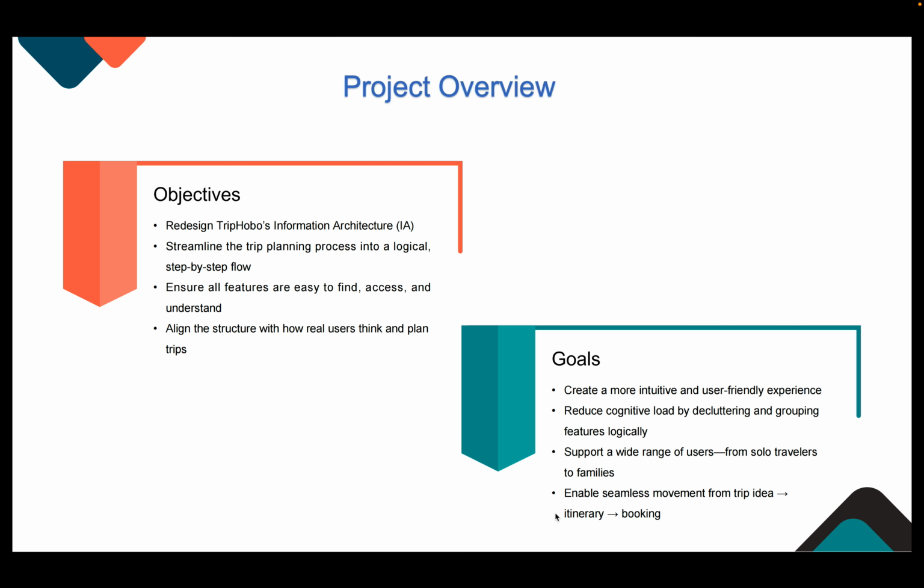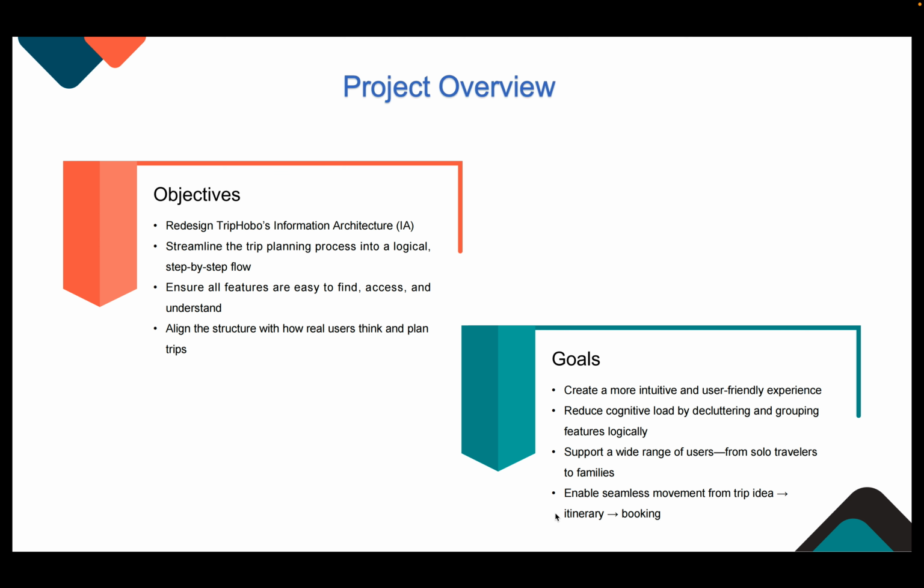Project overview. The main objectives are the redesign of TripHobo's information architecture, and streamlining the trip planning process into a logical step-by-step flow, so users can easily find, access, and understand the website, and aligning the structure with how real users think and plan.